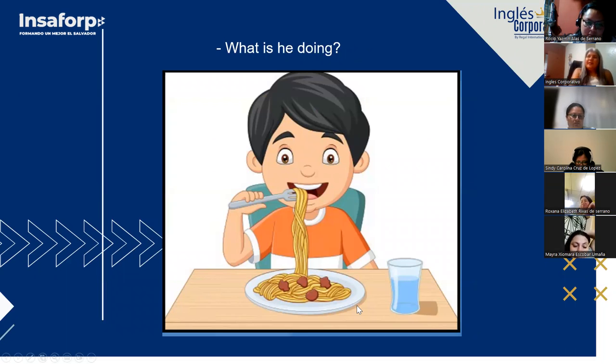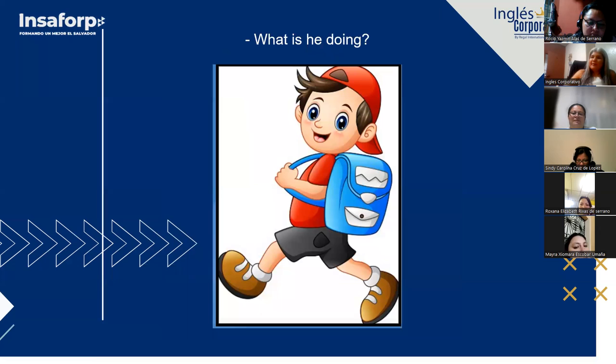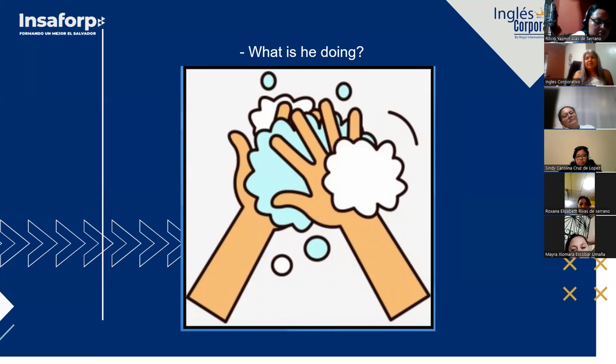Okay, what about him? What is he doing? He is eating spaghetti. Okay, he's eating spaghetti and drinking water. Okay. What about him? He's walking. He is walking or he is going to the school. To the school. Okay. What about he or her? He's washing her hands. Washing her or his hands. Okay, very good.